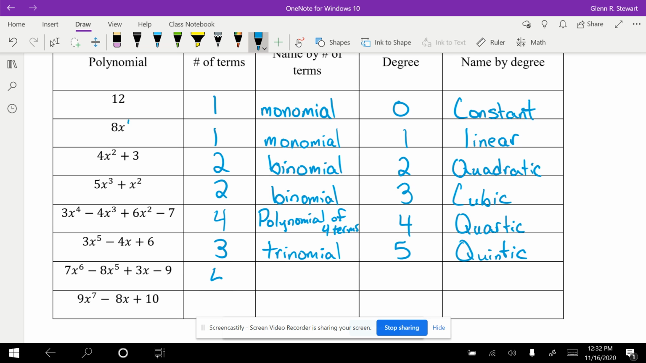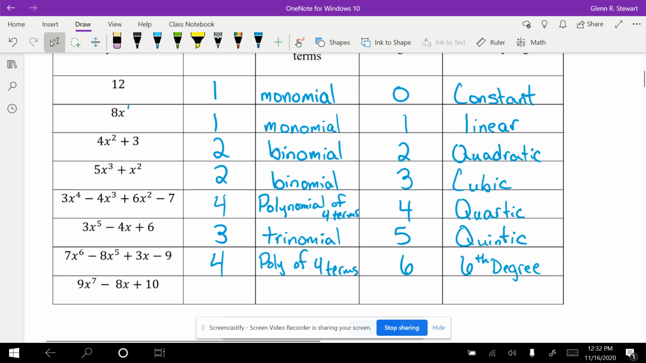The next one has 4 terms. That is, once again, a polynomial of 4 terms. Its highest degree is 6. So after 5, we just mainly say it as 6th degree. And then the last one here, it has 3 terms. Again, that's another trinomial. Its highest degree is 7, so we'd say 7th degree. So really, there's not any special names afterwards. There are, but we don't really teach them here.